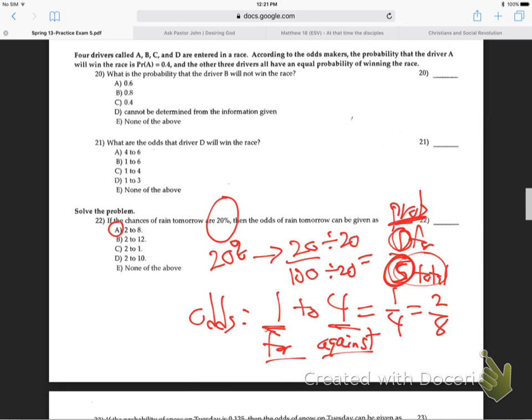Is that good? You might have thought, hey, they're trying to trick me. It's not reduced. None of the above. No, don't do that. They're not trying to do that. They're just, for whatever reason, they didn't reduce it. But it is equivalent. Is that okay? Good. Get a little more practice.